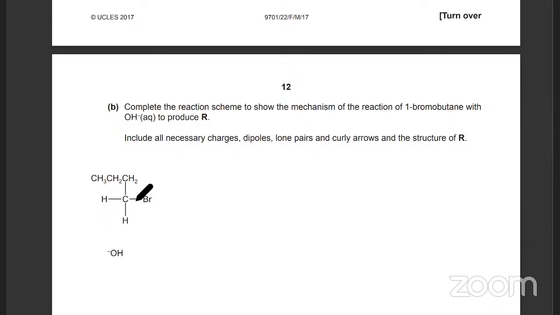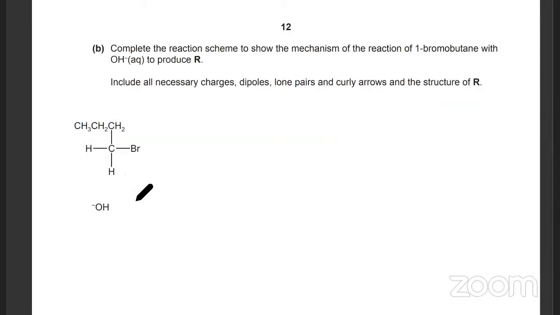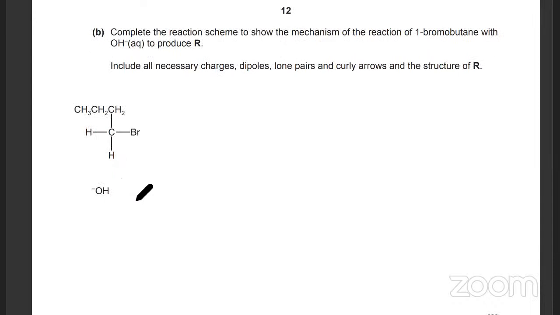SN1 or SN2? SN2. The primary will undergo an SN2 mechanism. The reasoning behind that is that the carbon has a very strong positive charge. Why? Because it's not surrounded by large groups, so it doesn't really have a lot of electrons around it. So the positive charge is really strong, and it's kind of open as well. It's not surrounded by large groups. So the OH with its lone pairs is going to directly attack this particular carbon atom.